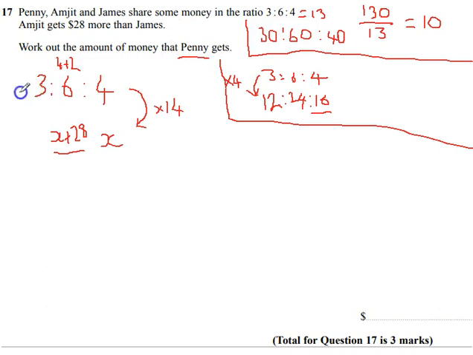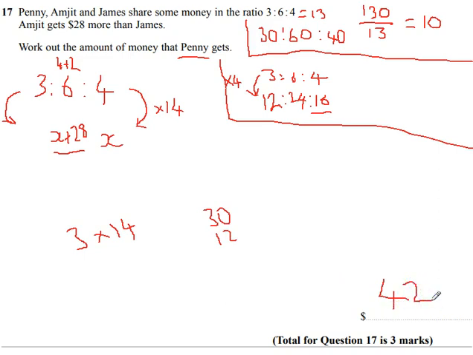So what does Penny get? Well, Penny's amount also gets 14 times bigger, so whatever 3 times 14 is going to be Penny's amount. So 3 times 10 is 30. 3 times 4 is 12. So she gets $42.